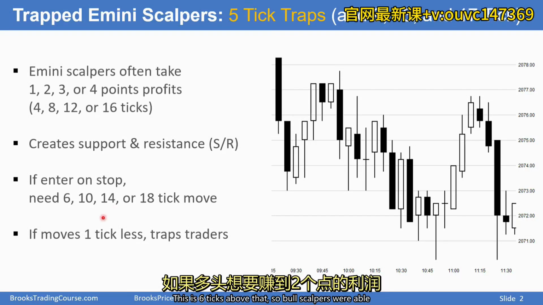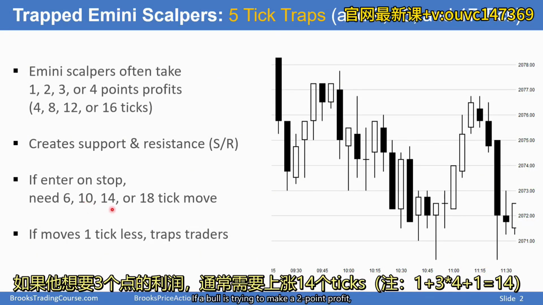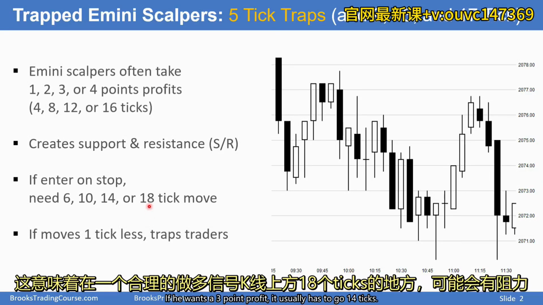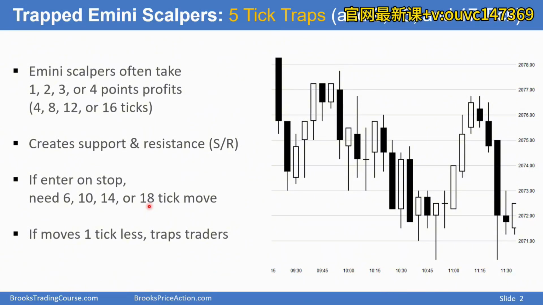If a bull's trying to make a 2-point profit, the market usually has to go 10 ticks. If he wants a 3-point profit, it usually has to go 14 ticks. If he's expecting a 4-point profit, the market has to go 18 ticks. And that means 18 ticks above a reasonable buy signal bar, there is resistance. Bulls will be selling there to take profits.